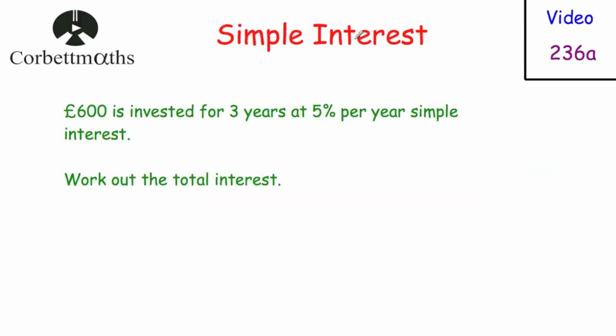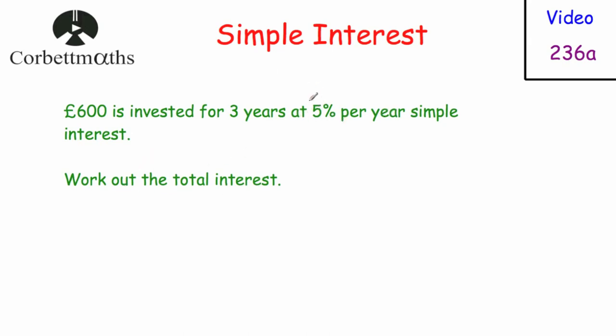So our next topic is simple interest. So simple interest is where interest is added on to money in a bank account. And simple interest is where the same amount is given every single year. So the question says £600 is invested for 3 years at 5% per year simple interest. Work out the total interest.